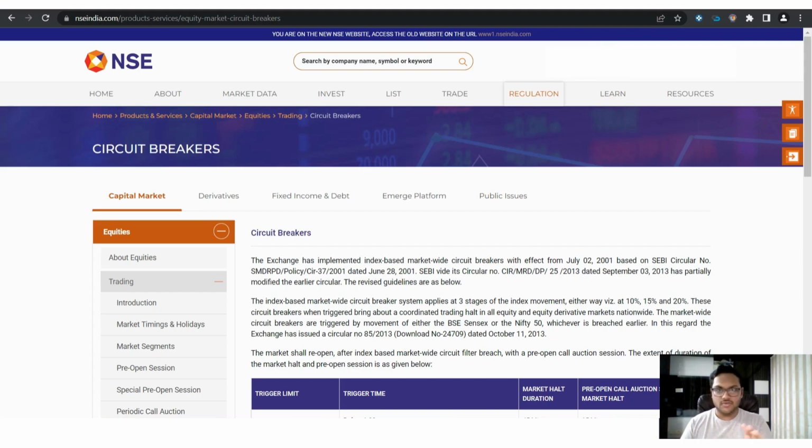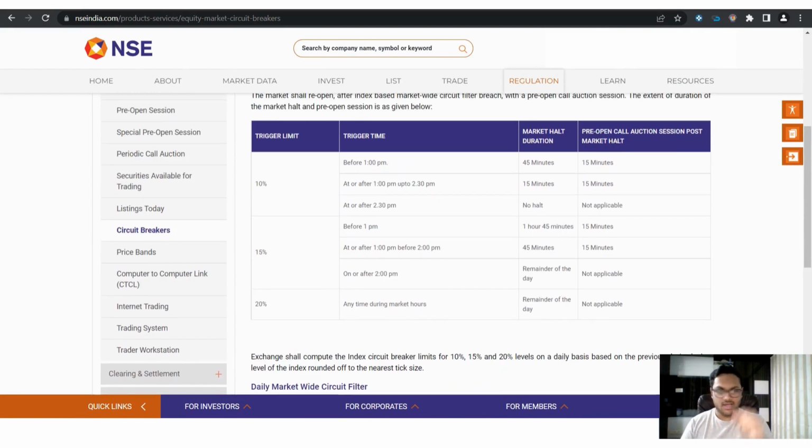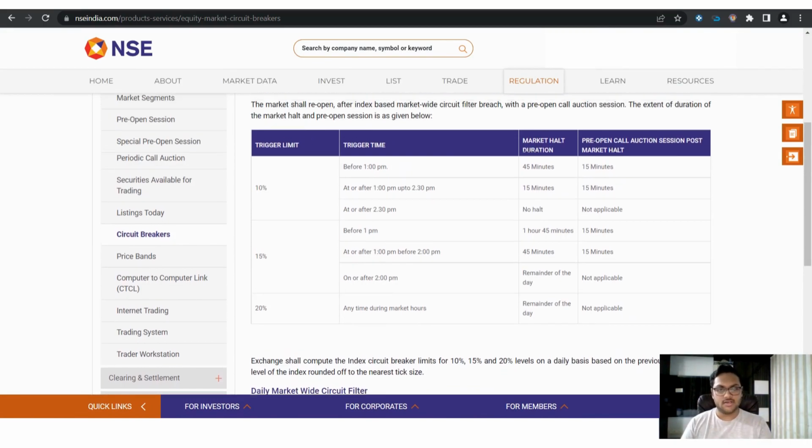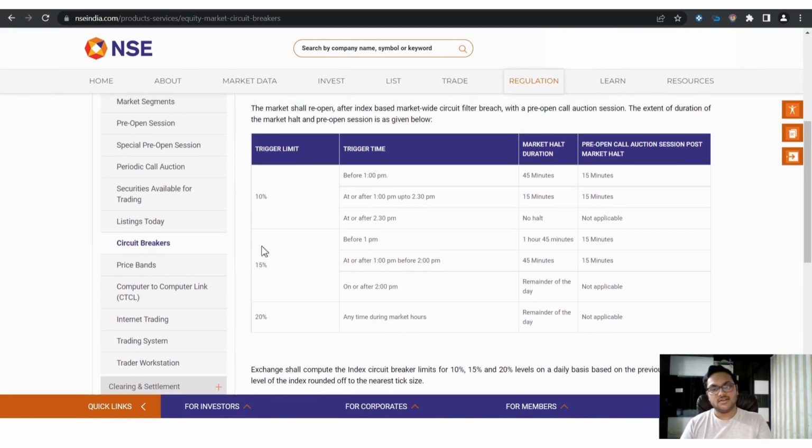So this is the official website of NSE, and I'll show you this table right here. I'll leave the link in the description also. You can check it out. You can see that the trigger limit is 10%, 15%, and 20%. This is for Nifty and Sensex. If it hits 10% more than that, like upper circuit or lower circuit, in this case we do not use the word circuit. This name is circuit breaker. So we say that the Nifty increased by 10% or decreased by 10%.